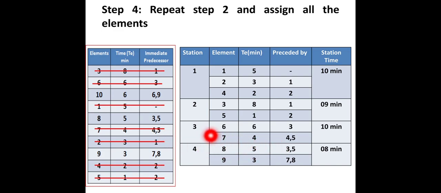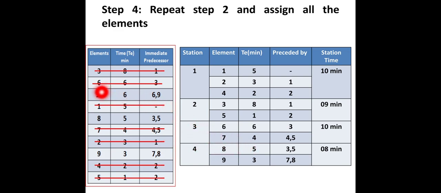I have assigned this, and 3 and 5 is already done here, so I don't have any problem. So next is element number 9. So element time is 3. 5 plus 3 is 8 minutes. So I can assign it, preceded by 7 and 8. 7 and 8 is appearing here. So I don't have any problem in assigning this. So I have assigned this.